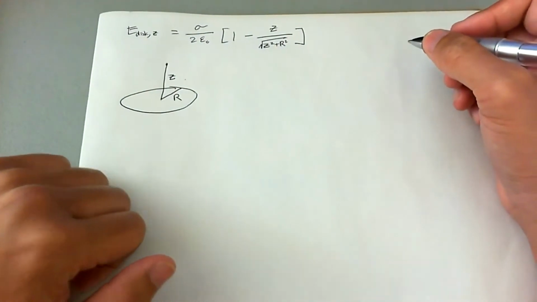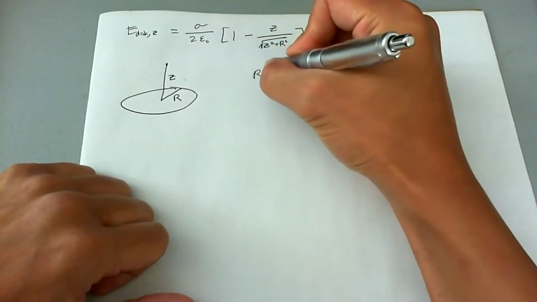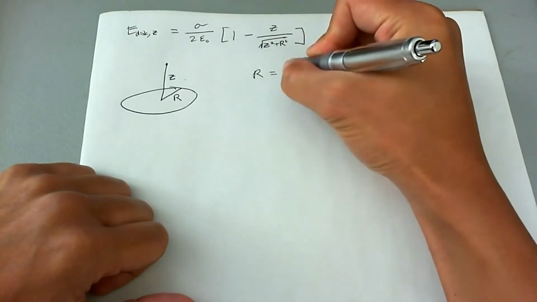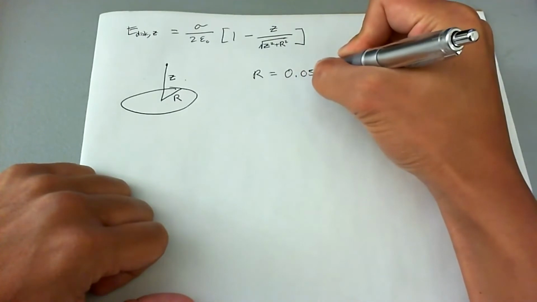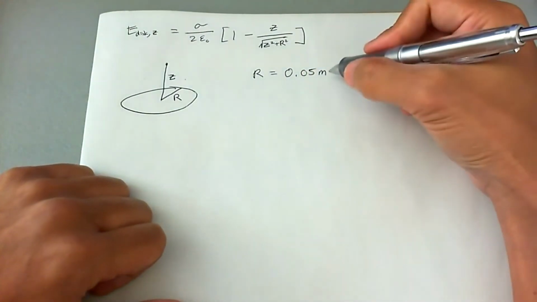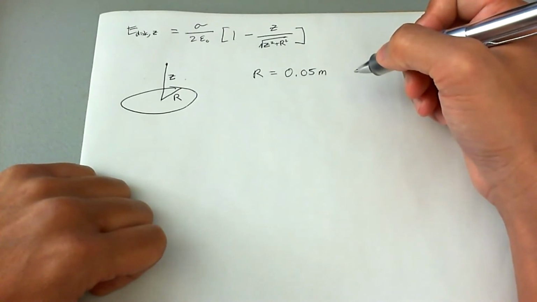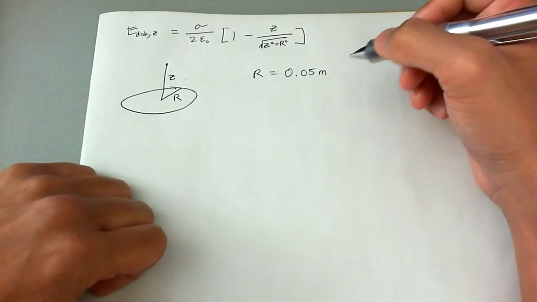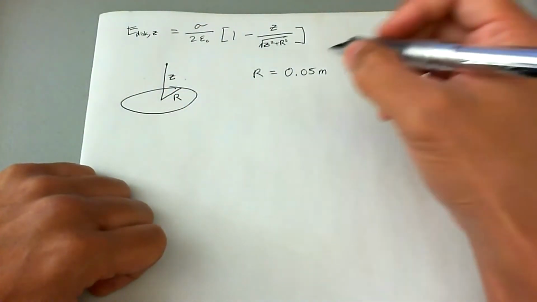Let's write out all of the variables or the parameters that the problem stated. The radius of the disk is going to be half of the diameter, so it's going to be 0.05 meters. And I want to get it into meters because it's always safe to just get everything in SI units so that the equation holds the most true and that the answer will be in SI units as well.